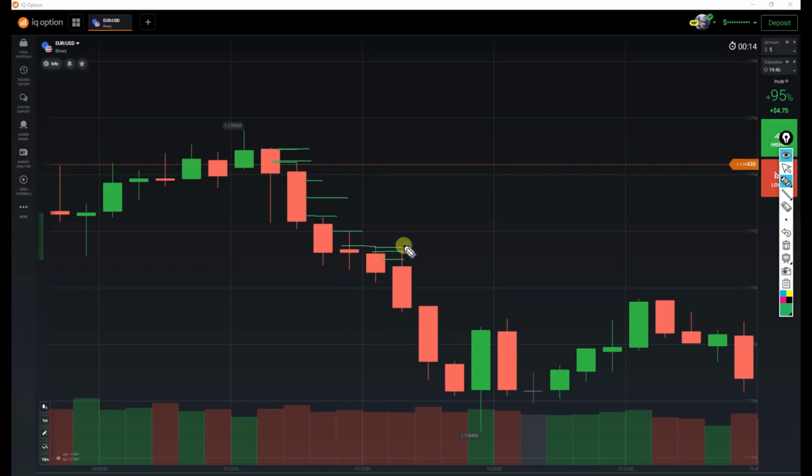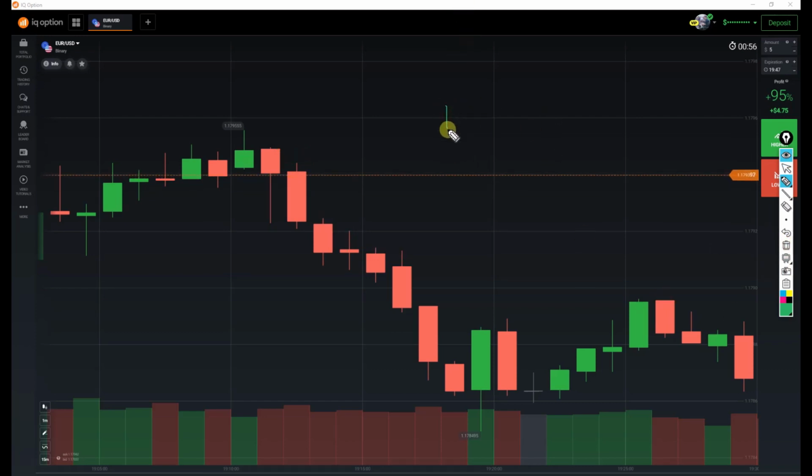First of all, we need to understand the upper rejection, the lower rejection, the meaning of the upper and lower rejection, the strength and weakness, slow and sharp rejection in the candle. That is very important.